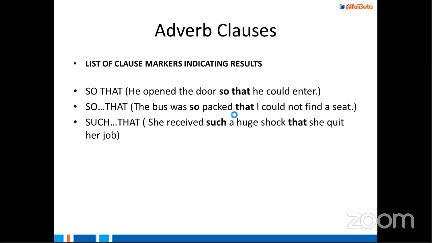Some more clause markers, so that, and such that. Note here we have so plus cause, that plus effect, such plus cause, that plus effect.